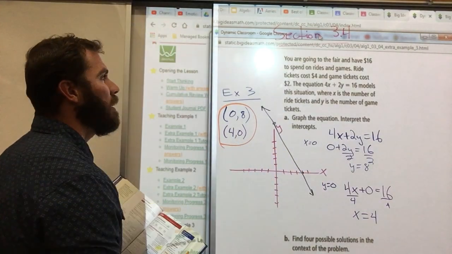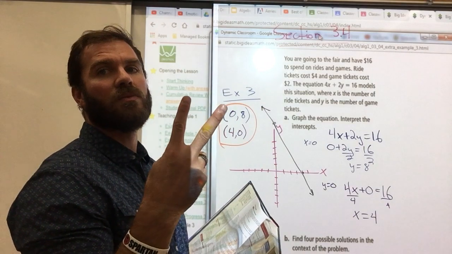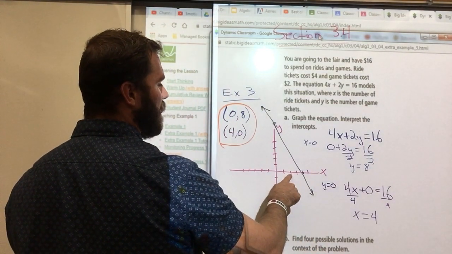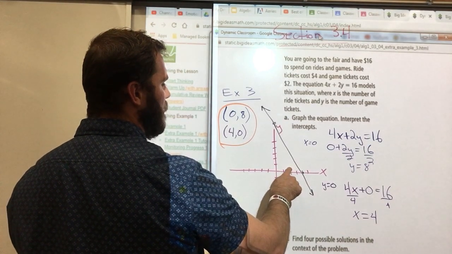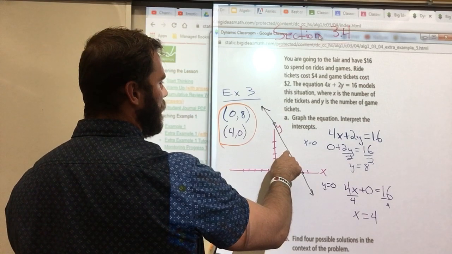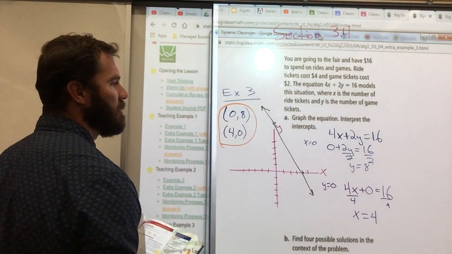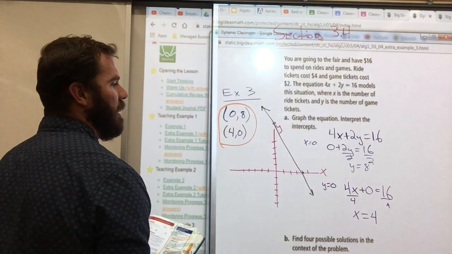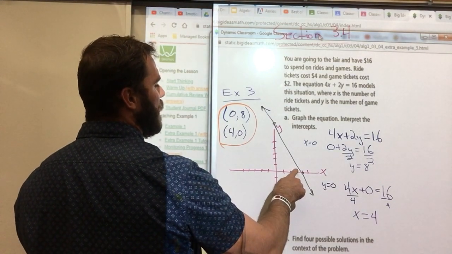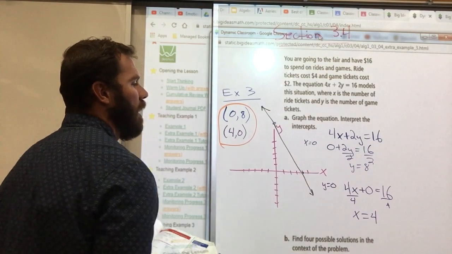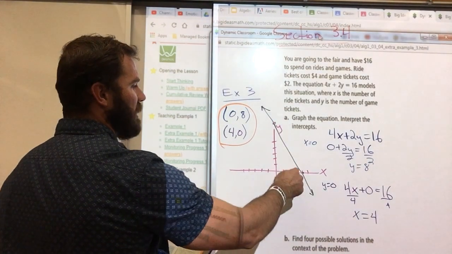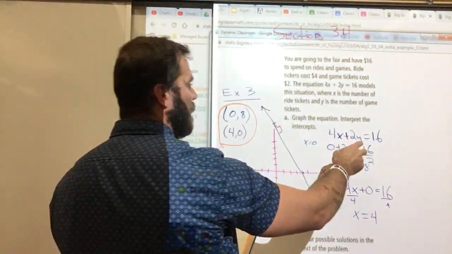Well, let's say I want to go on 2 rides. If I go on 2 rides, how many games can I play? 1, 2, 3, 4. 4 games. If I go on 3 rides and I go up, I think I can only play about 1.5 or 2 games. If this was perfect, I could do it perfectly, but I can calculate.